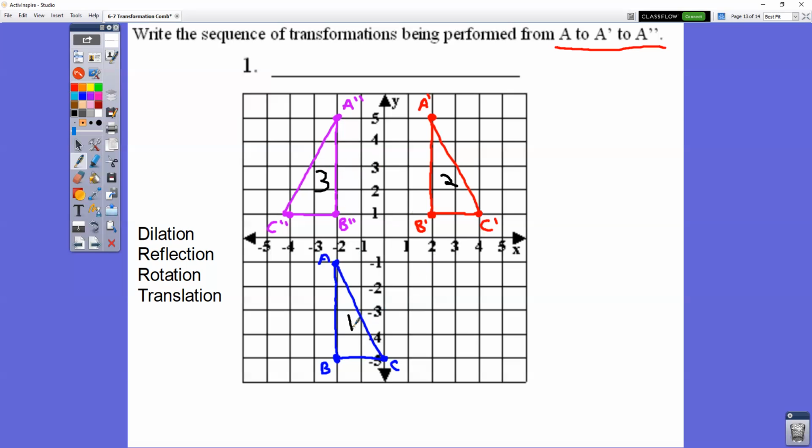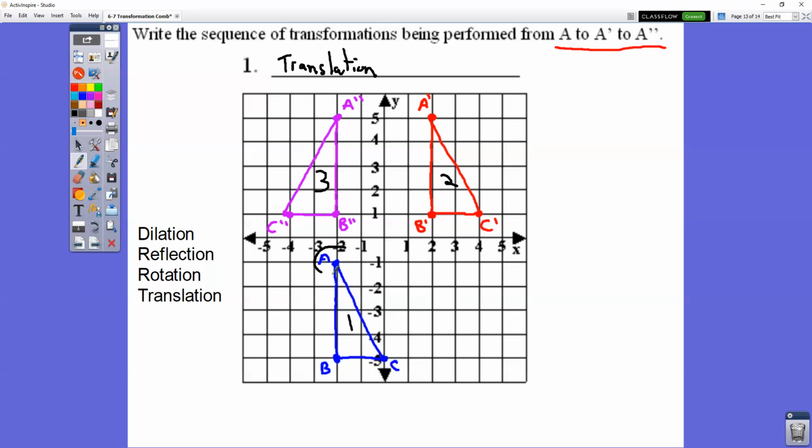Now, to get from blue to red, to get from the no prime to the single prime, am I doing a dilation? No, they're staying the same size. Am I doing a reflection? No, it's not a mirror opposite image from blue to red. Am I doing a rotation? Am I turning it? No, they're pointed in the same direction. Am I sliding it? Yes, I am. So this one would be a translation.